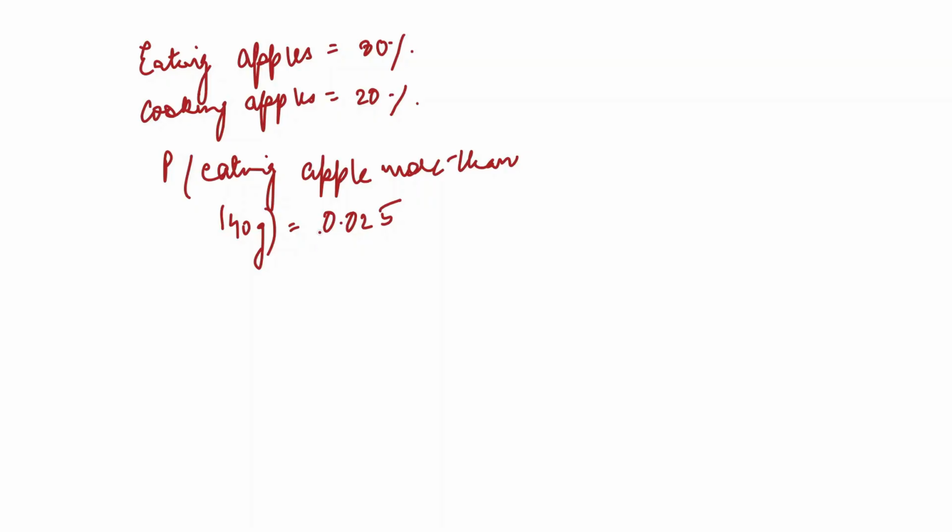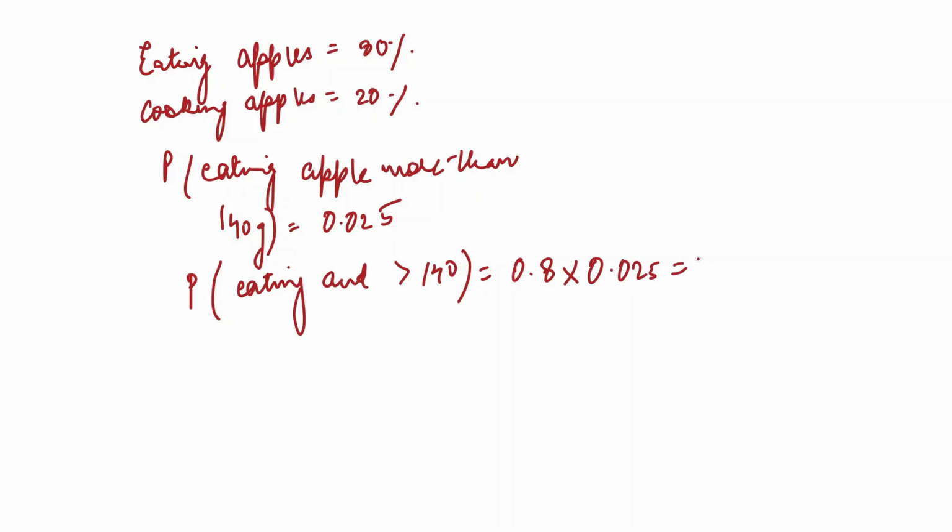Now, we have to include how many apples are eating apples, right? So we can write the probability of eating and greater than 140 grams as 0.8 multiplied by 0.025, which is 0.02. So it means that 2% of all the apples are eating apples which are heavier than 140 grams. Okay. Now, let's find out for cooking apples as well.